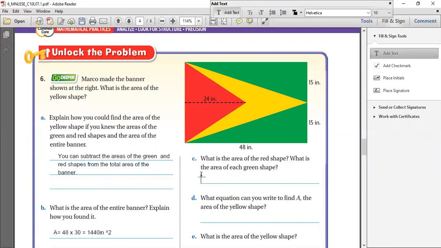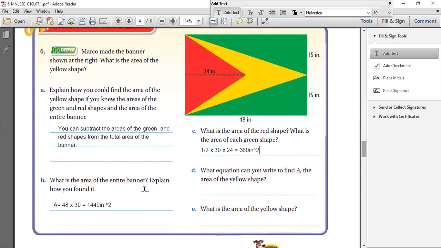So area of the red shape is half, that's a triangle, right? So multiplied by, what's the base? That's going to be 30, as I showed you in the picture, in the drawing which I did. So multiply by 24, which is going to give you half of 30 is 15. So 15 multiplied by 24 is going to give you how much? Any idea? 15 multiplied by 24 will give you 360 square inches.